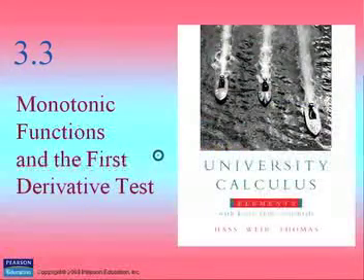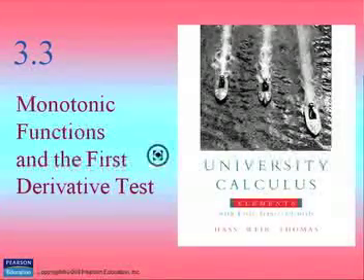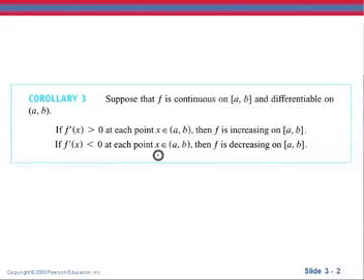Okay, now we want to talk about monotonic functions and the first derivative test. Now suppose that f is continuous on an interval from a to b and differentiable between a and b. Then if f prime of x is greater than 0 at each point, then f is increasing in that interval. If f prime is less than 0 at each point, then f is decreasing on that interval.